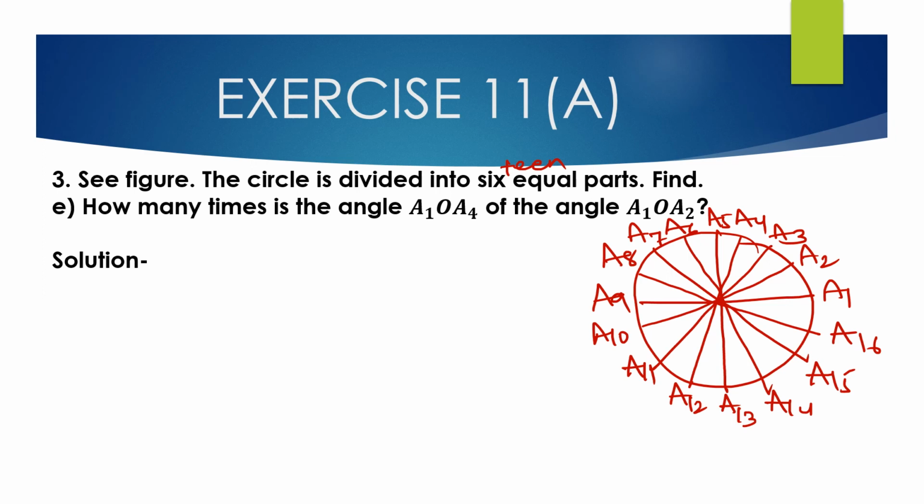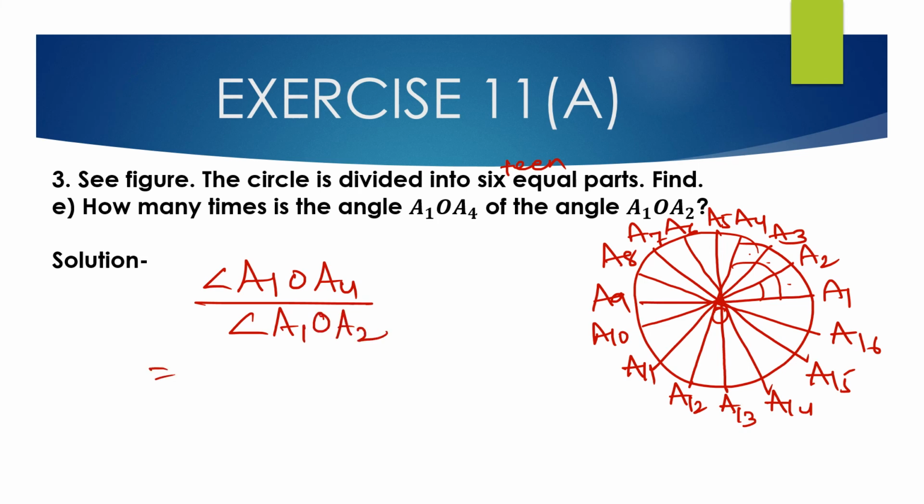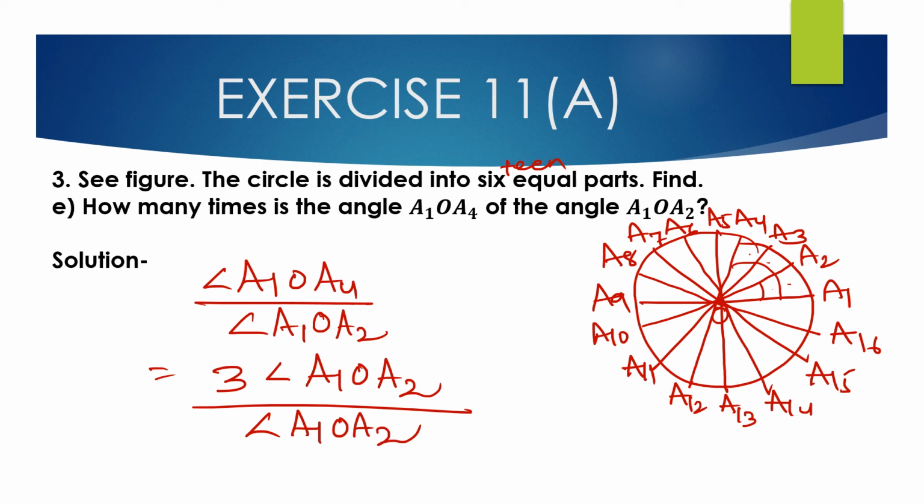Now find how many times is the angle A1OA4 of the angle A1OA2. This A1OA2 angle is 22.5 degrees, and A1OA4, this is center O, A1OA4: 1, 2, 3. 3 of A1OA2. So angle A1OA4 is 1, 2, 3, 3 times of angle A1OA2. So 3 times the angle A1OA4 is of the angle A1OA2. So answer is 3 times.